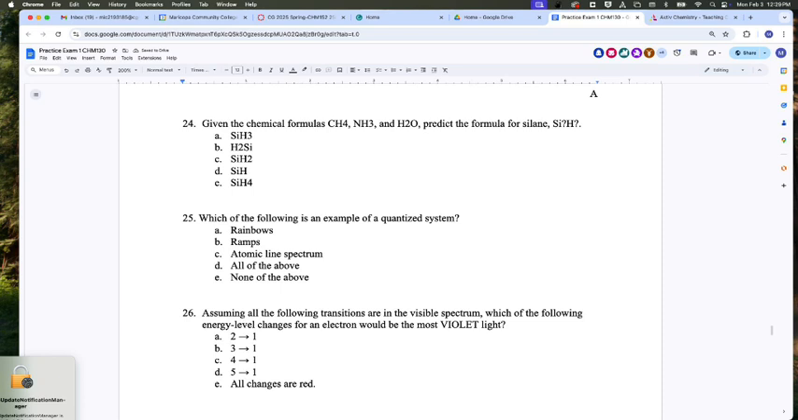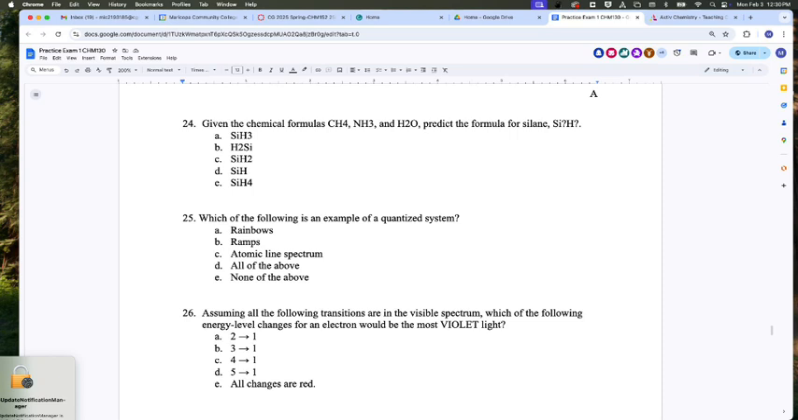Chemical formula CH4, NH3, H2O. Predict the formula for SiH. Guess what this question is? The exact same thing that we just did. We're again looking at periodic trends and how we can predict and manipulate them. So I've got CH4, NH3, H2O, and then I want to know about SiH. Okay?